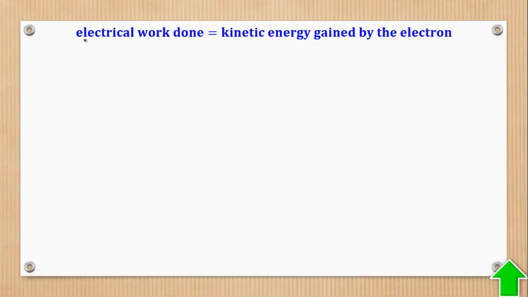So you can say that electrical work done is equal to kinetic energy gained by the electron. Electrical work done is given by the formula charge times PD. In this case, the PD is the accelerating PD, which is V_AK, and the charge, because it's an electron, will be e, the electronic charge, is equal to kinetic energy, which is a half m v squared. m will be the mass of the electron, and v will be the speed of the electron.